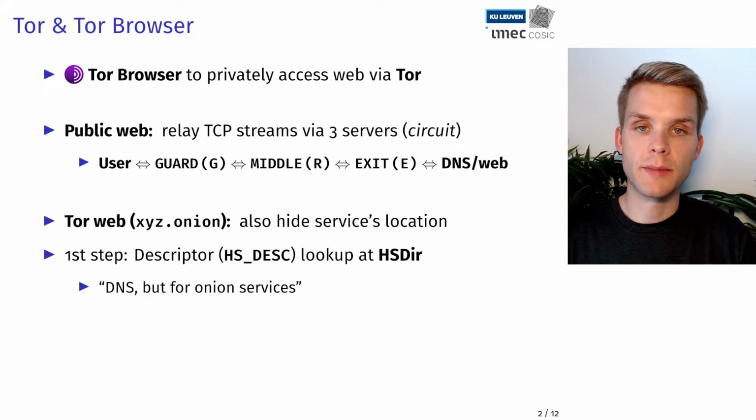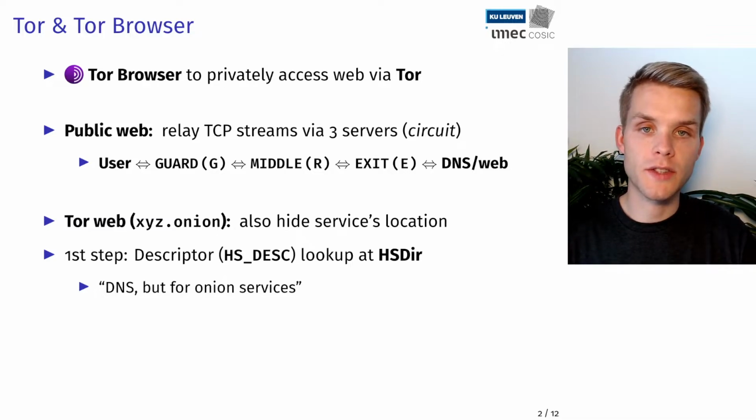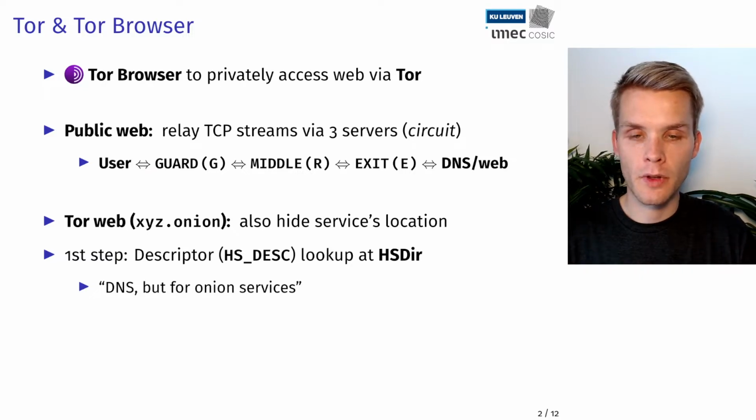Connecting to an onion service is a bit of a complicated process involving multiple protocols. However, we will only focus on the first step, the descriptor lookup at hidden service directories, or HSDIRs, because this is relevant to our attack. Downloading such a descriptor is necessary because connecting to an onion service is more involved and more information is needed for how to reach out to them. You can think of this step as somewhat like DNS but for onion services.